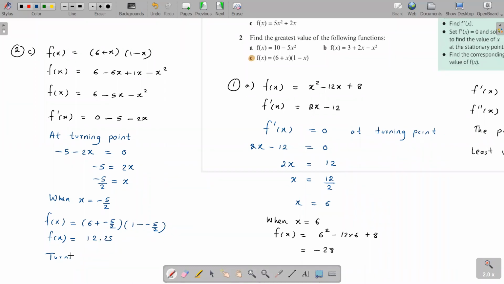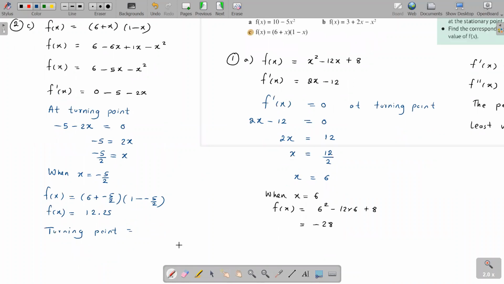So turning point coordinates. You can give this answer as an improper fraction. That's okay. 12.25. Yeah, so we'll keep it 49 over 4. So x is minus 5 over 2. Y value is 49 over 4. Okay, y value is 49 over 4.